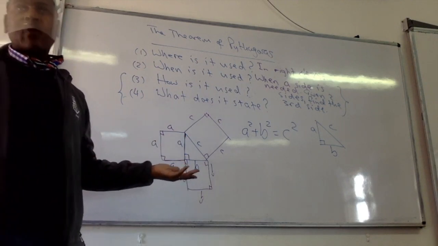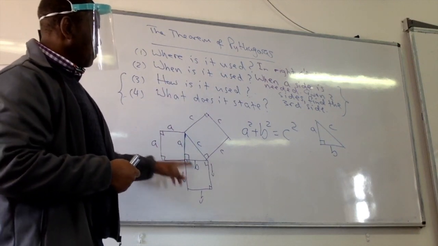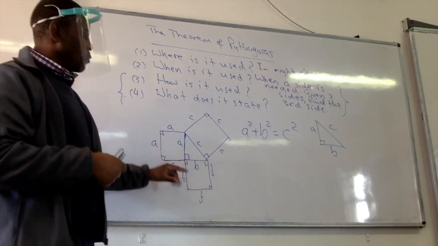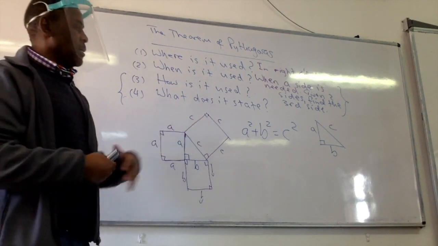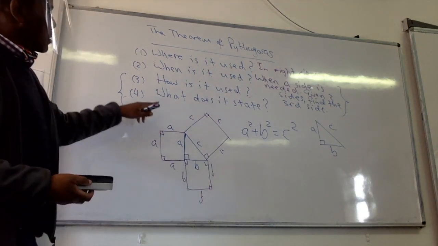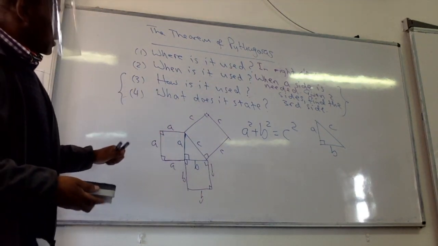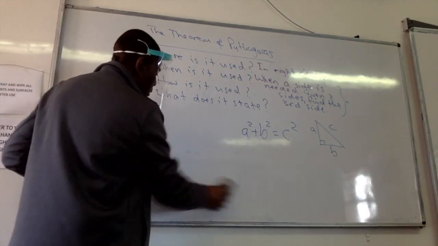What else can you say if you want? The smaller squares, if the areas of the smaller squares are added up together, they will give us the same answer as the area of the big square. So let's look at an example from here, because we are answering the question, how is it used? So I'll remove this and give you a question.